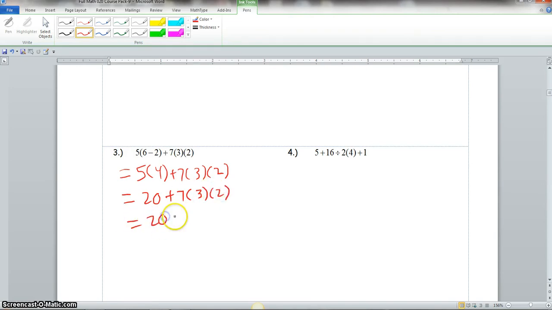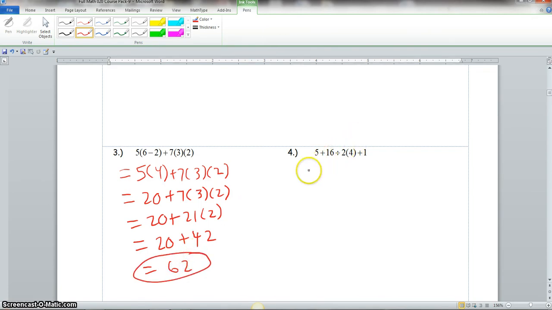So now we would do our first set of multiplication here. 7 times 3 is 21. And we bring down our parenthesis 2. Now we do our second set. We have 20 plus 21 times 2 is 42. And 20 plus 42 is 62. Now, we're going to look here at number 4. Now, first of all, we know this parenthesis here, we cannot do anything with it. So we follow the other operations.